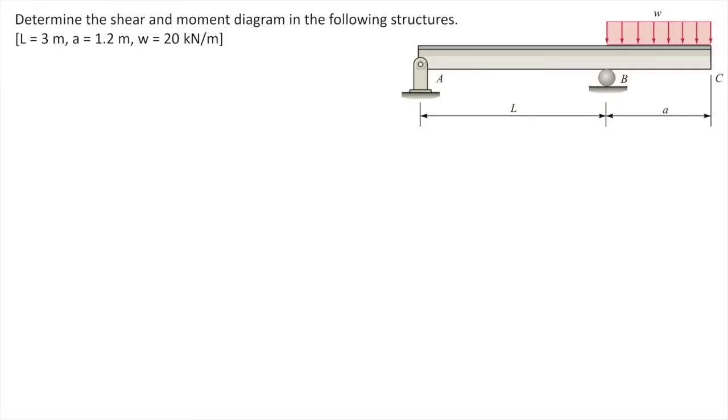Beam ABC is supported by a pin support at the left end at A and a roller support at B, and it is subjected to a distributed load of W from B to C.